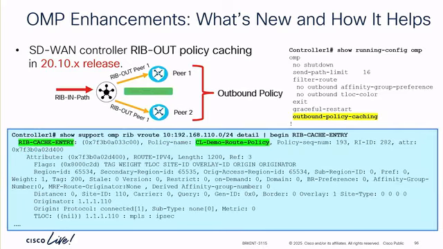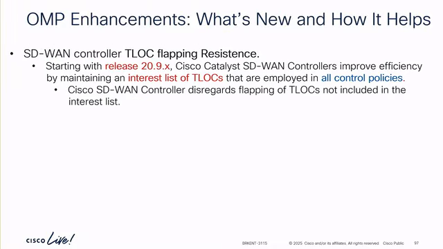So how can you see that? Once the policy is applied to one peer, the result is cached in the RIB. And once the policy is applied to another peer, we get the information from the cache, and then we have fewer CPU cycles at the OMPD process level.